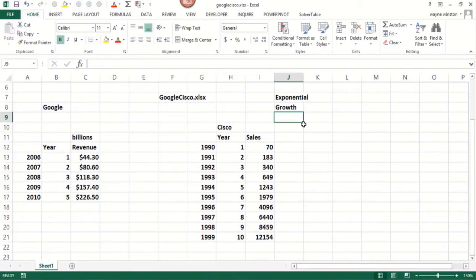But our file will be Google Cisco.xlsx. We'll be talking about the growth of Cisco in the 1990s when it was a fairly new company, and the growth of Google in 2006 through 2010. Okay, and we'll also be talking about the concept of a CAGR, or compound annual growth rate.